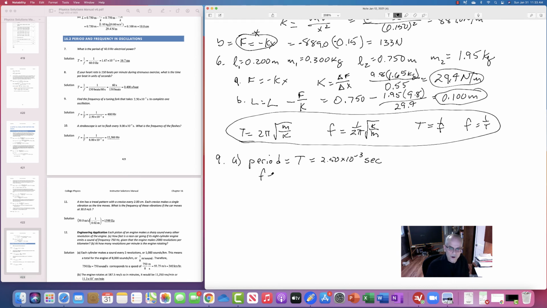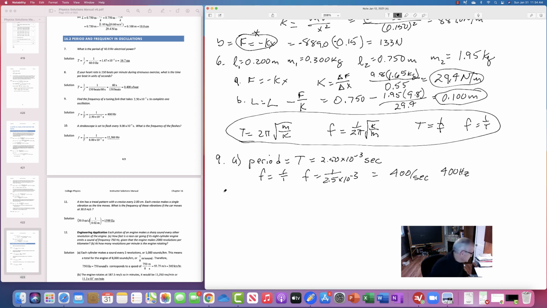Frequency is 1 over the period, which is the idea being the number of oscillations that occur in a particular time period. So for example, how many oscillations occur in a second, or how many oscillations occur in a minute, and so forth. Well, in this case, frequency is going to be 1 over 2.5 times 10 to the minus 3. And if you do the math here, you get 400 per second, which is 400 hertz. A hertz is a per second. It's no label in the numerator and a second in the denominator.